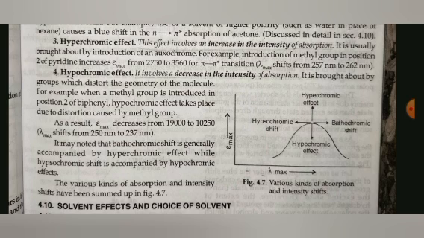Hypochromic effect. It involves a decrease in the intensity of absorption. It is brought about by groups which distort the geometry of the molecule. For example, when a methyl group is introduced in the position of 2 of biphenyl, a hypochromic effect takes place due to the distortion caused by the methyl group. As a result, epsilon max decreases from 19,000 to 10,250. It may be noted that bathochromic shift is generally accompanied by hyperchromic effect, while hypsochromic shift is accompanied by hypochromic effect. The various kinds of absorption and intensity shift have been summed up in Figure 4.7.